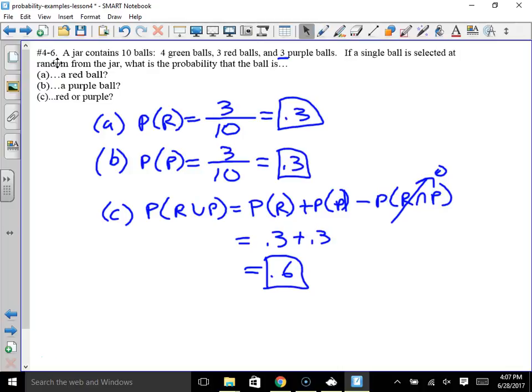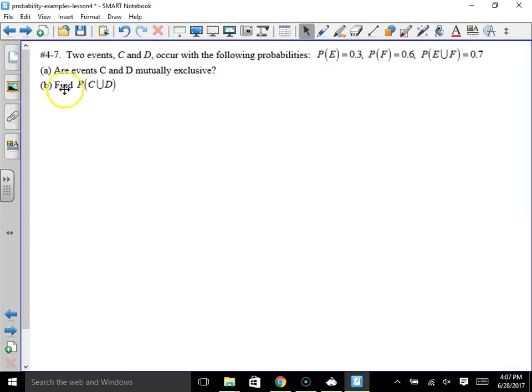Okay? All right, let's look at this one. It says 2 events, C and D, occur with the following probabilities. And I think these were supposed to be C's and D's. Let's change those. Okay, so the probability of C is 0.3, and the probability of D is 0.6, and the probability of C or D is 0.7.